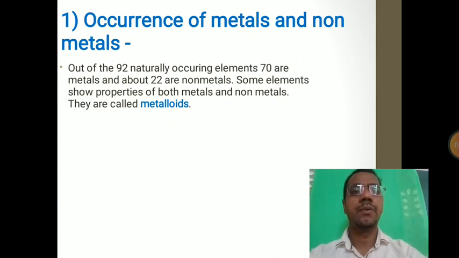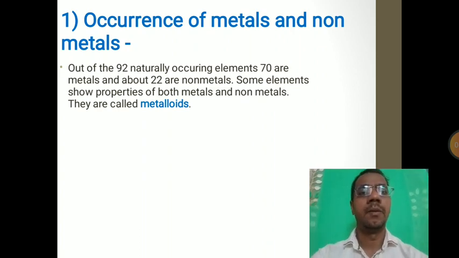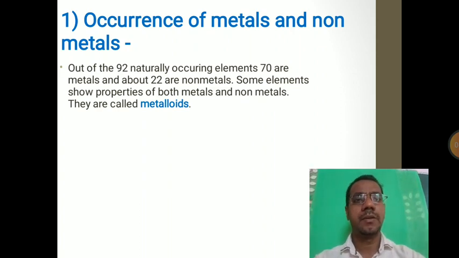Currently, if we see, we have 92 naturally occurring elements. Among them, 70 are metals and 22 are non-metals. And a few elements show the properties of both metals and non-metals; they are the metalloids. So a very important term here is metalloids. What is meant by metalloids? These are the elements that can show the properties of both metals and non-metals. In the next slide I will show you how exactly the metalloids are arranged in the periodic table.